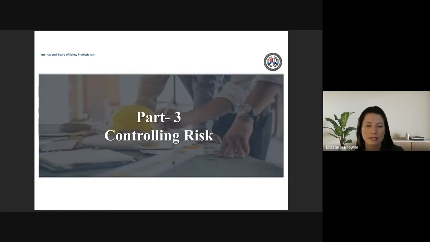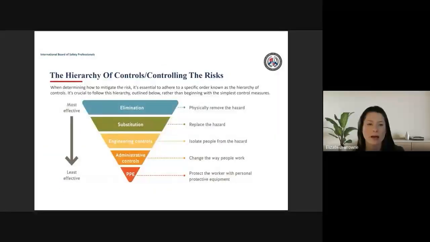All right, part 3, controlling the risk. We've talked several times in this presentation about the hierarchy of hazard control. And this is a great pictogram that I like to refer to often. At the top of this hierarchy is an inverted triangle to demonstrate that elimination is the most effective way of controlling hazard and risk. So that is actually physically removing the hazard.